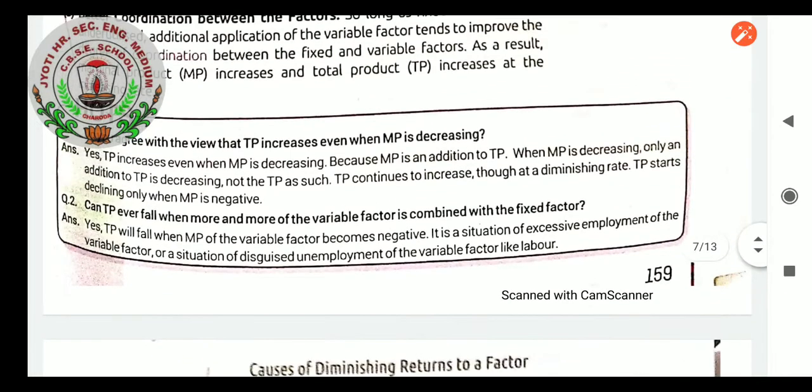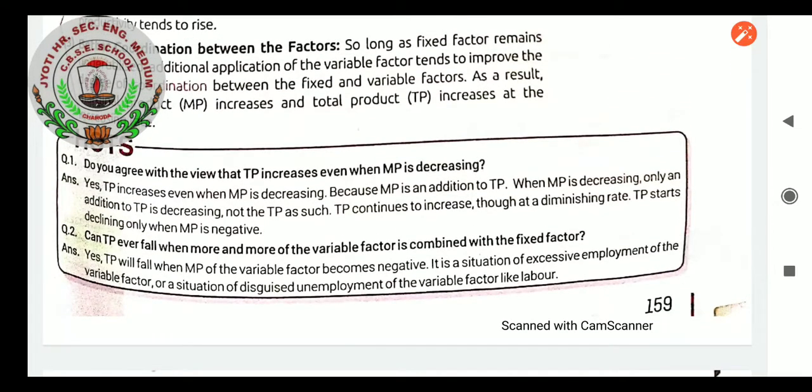Do you agree with the view that TP increases even when MP is decreasing? The answer is yes. TP increases even when MP is decreasing, because MP is an addition to TP. When MP is decreasing, only the addition to TP is decreasing, not the TP as such. TP continues to increase though at a diminishing rate. TP starts declining only when MP is negative.